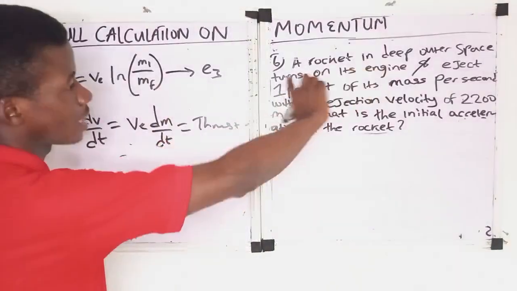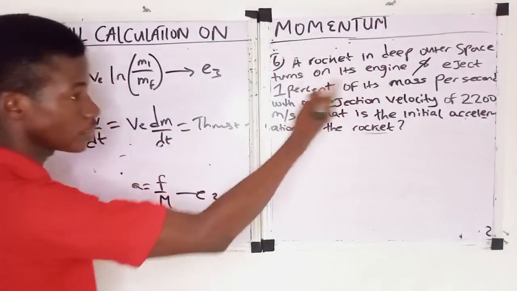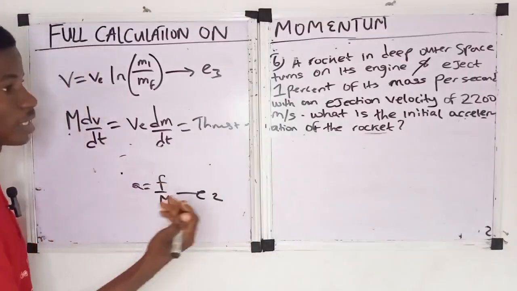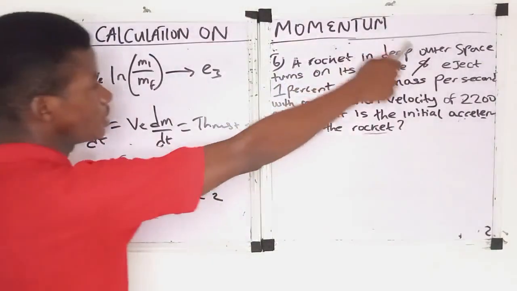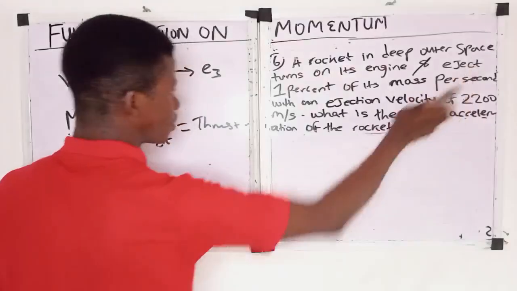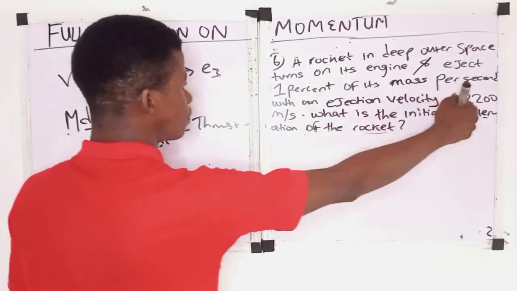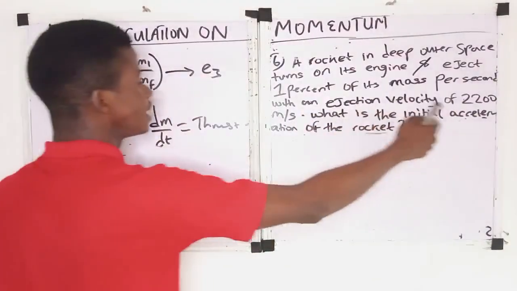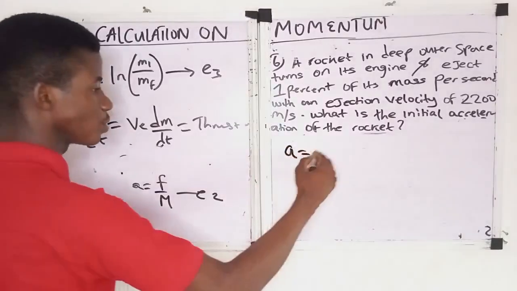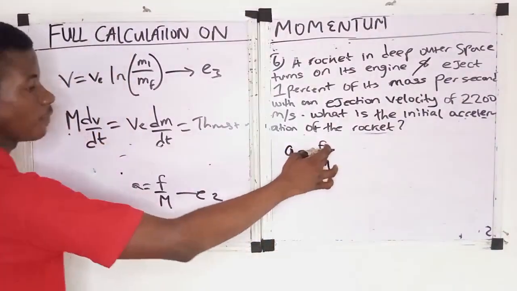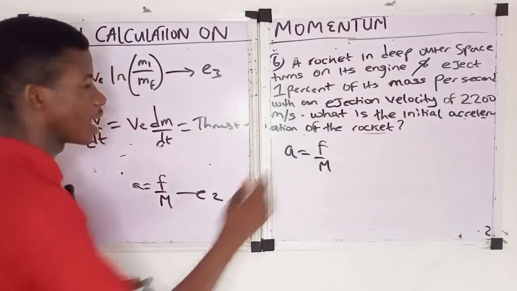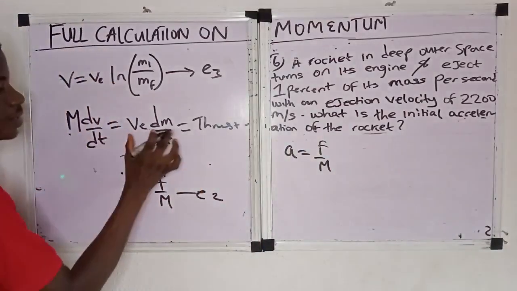The question says a rocket in deep outer space turns on its engine and ejects 1% of its mass per second with an ejection velocity of 2,200 meters per second. What is the initial acceleration of the rocket? We are looking for acceleration, which is equal to force over the total mass of the rocket. The force is known as thrust, and thrust is equal to either of these formulas, so we can use any of them.